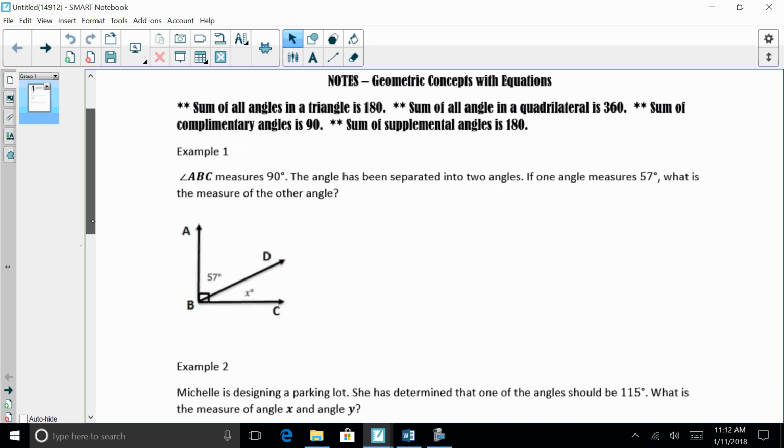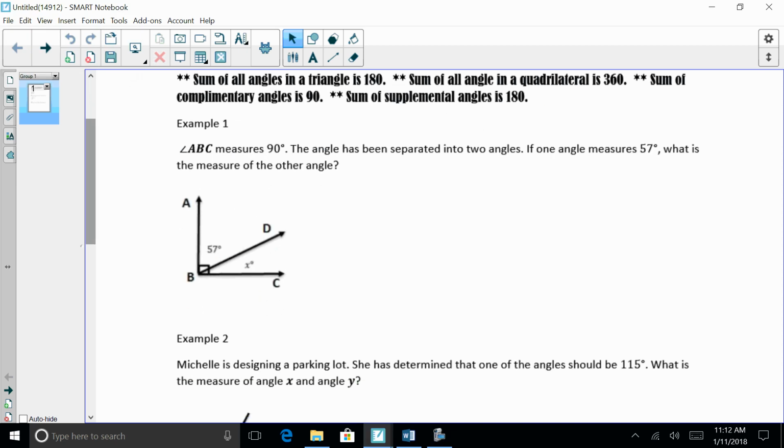So let's look at our first example. It says angle ABC measures 90 degrees. So because B is in the middle, we are talking about angle B here. The angle has been separated into two angles. If one angle measures 57 degrees, what is the measure of the other angle? So you see in your picture that one is 57, the other is unknown, and that is x, but together they equal 90. So I'm going to use that information to set up an equation.